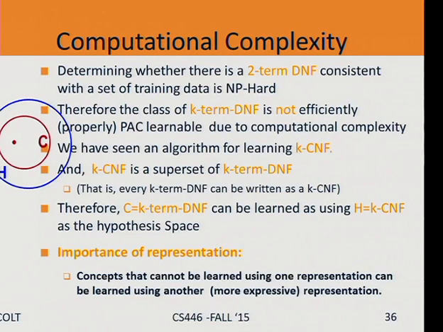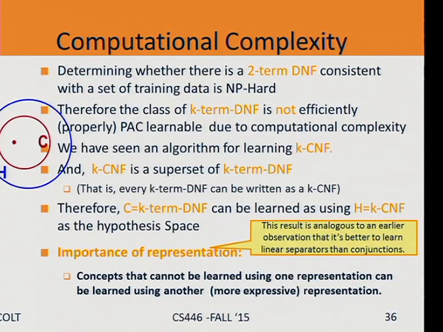So this is really an important example of the importance of representation, right? A concept that cannot be learned using one representation can be learned using another, more expressive representation. This is the second example we see of that. We already saw an example where we talked about conjunctions, and we said sometimes it's hard to learn conjunctions, even though the data is consistent with some conjunction.